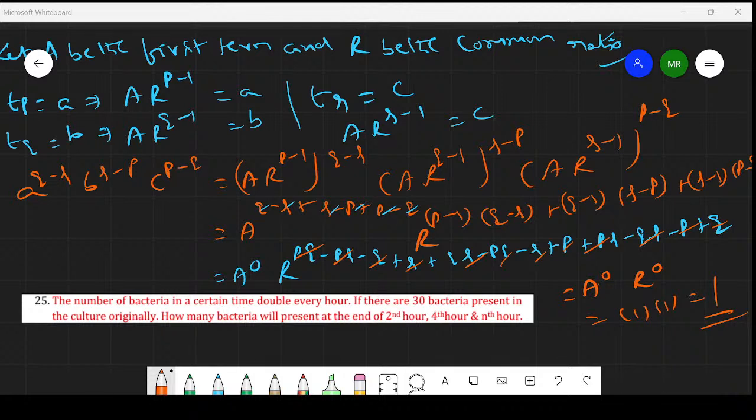If you have doubt, please ask me in the chat box. I will repeat this. Please solve these problems. Definitely you are able to score minimum marks 90.